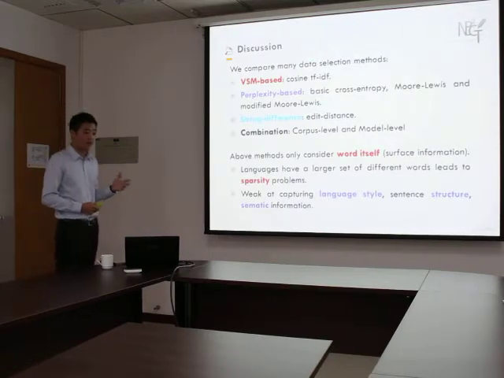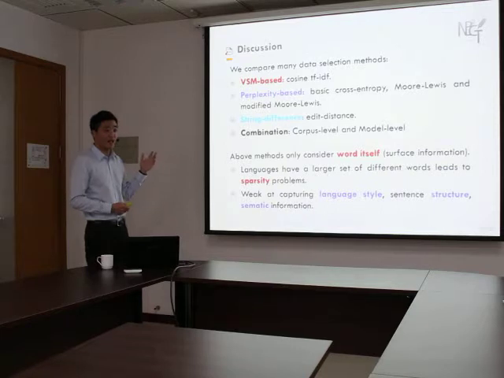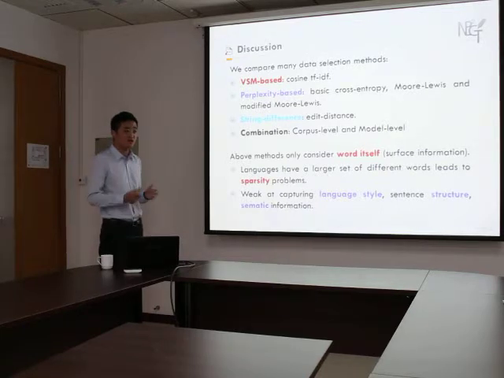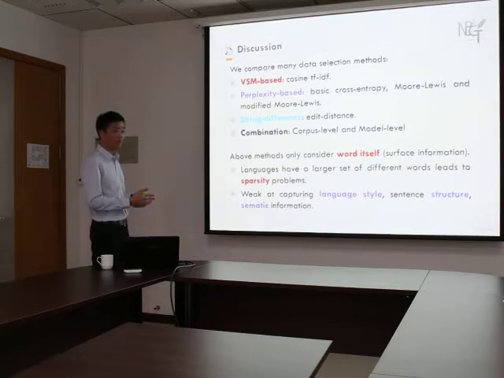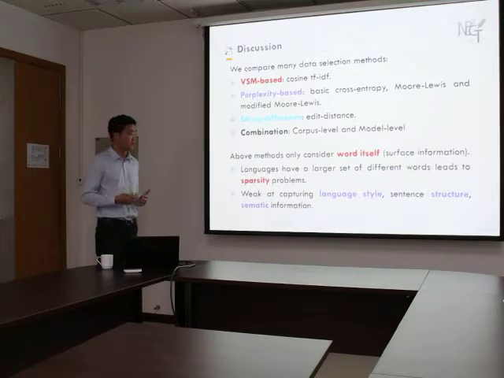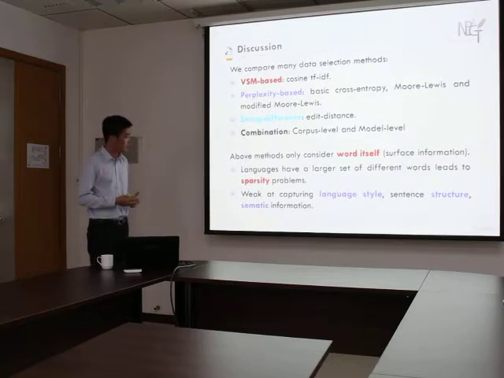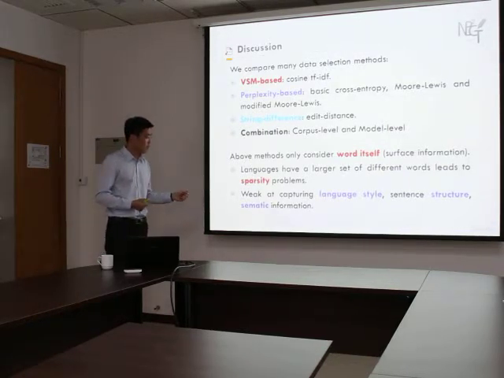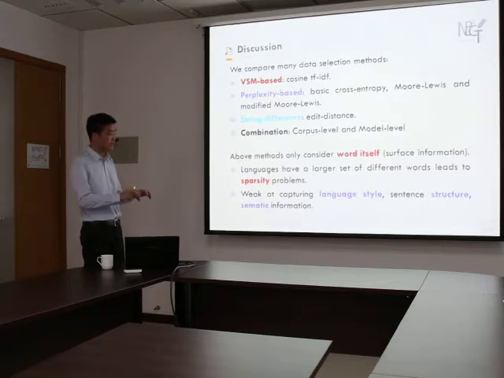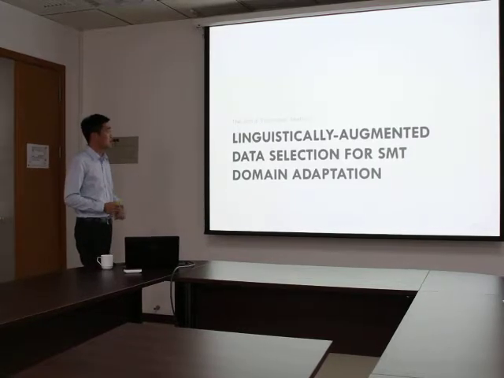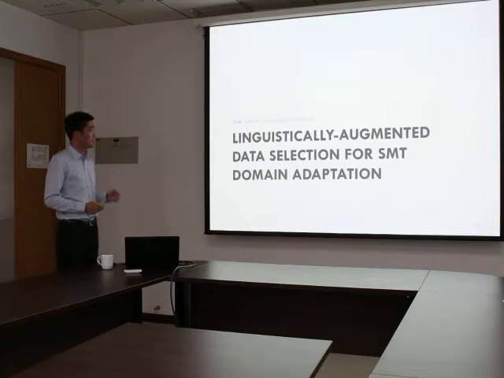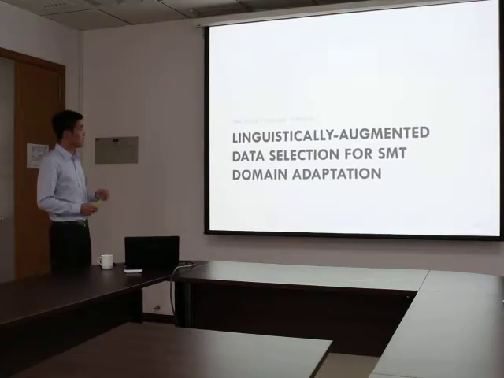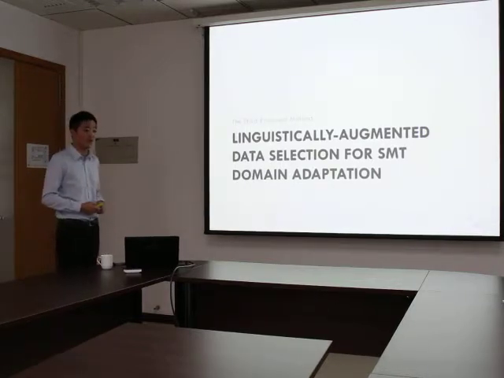Until now, I have explored many data selection methods, but I found all of them only consider the word itself. I think it may result in different problems. For example, the sparsity problem, or it is weak at capturing the language style, the sentence structure, or semantic information. So I proposed my third method, the linguistically augmented data selection for SMT domain adaptation.